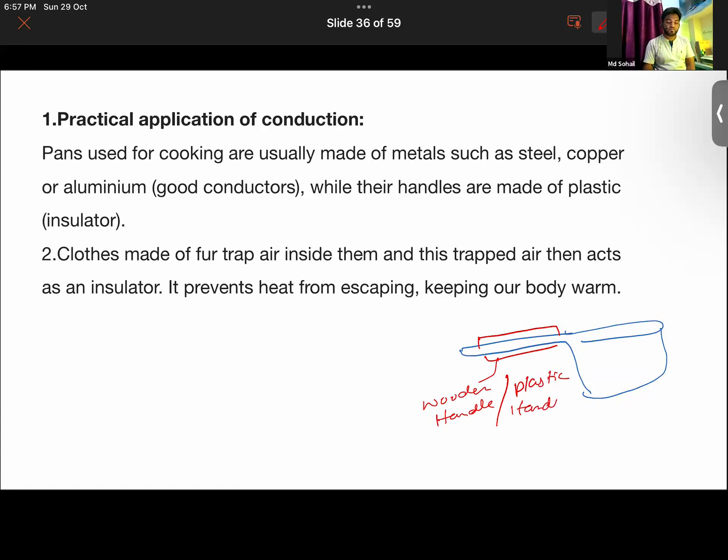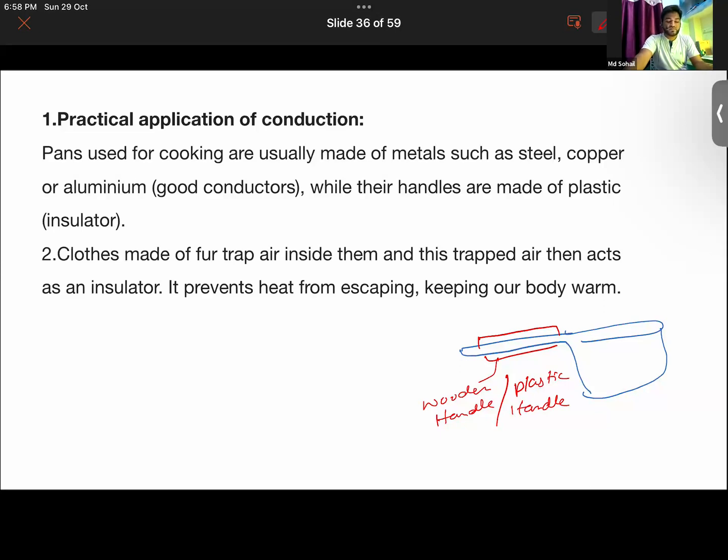Right now, either a plastic handle or a wooden handle is used in order to avoid burns from the utensil. So that's why all the pans and boilers are made of metal, because then they can transfer heat and cook. Exactly. That is the exact reason why the body is made of metal, so that heat can be transferred to the food and the food is cooked because of that heat.